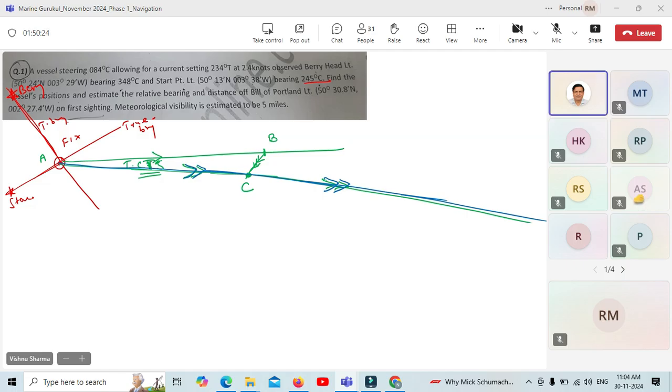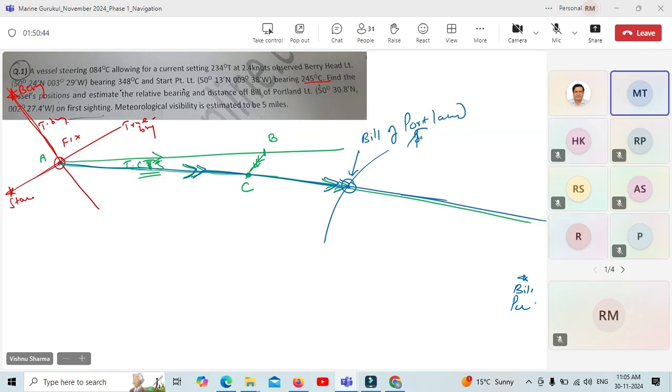I don't know whether it is north or south. Let us say here is Bill of Portland. I'm just marking it randomly. You'll open your compass equal to the first sighting range and you'll cut on this. This is the place where you expect Bill of Portland to be first sighted. Am I right, guys? Yes, sir.